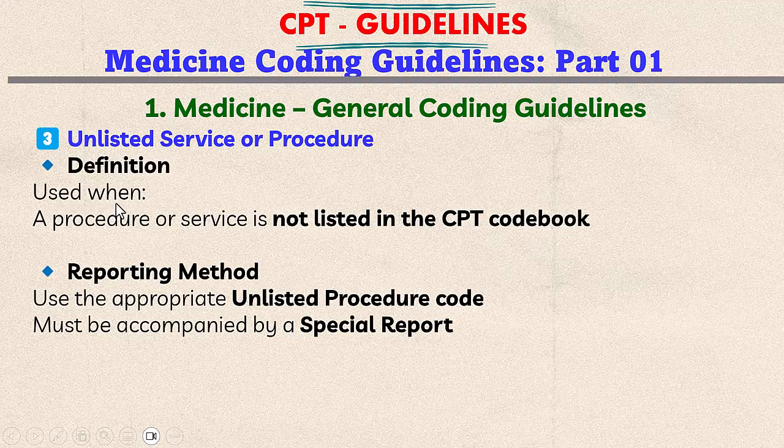Number 3, unlisted service or procedure. Used when a procedure or service is not listed in the CPT codebook. So the reporting method is to use the appropriate unlisted procedure code, and it must be accompanied by a special report.